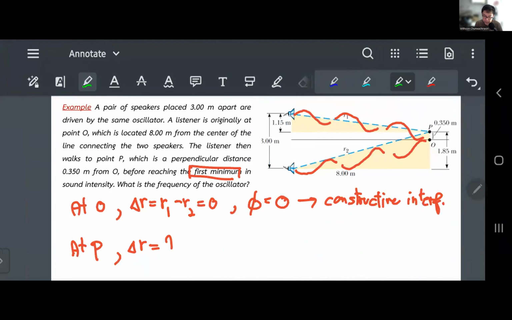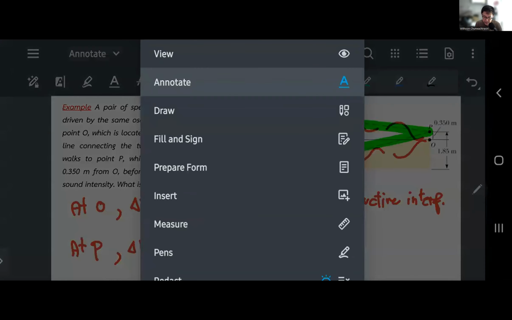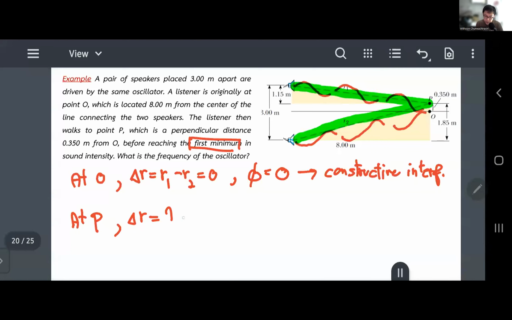So what you actually need to do is calculate the R1 here and the R2 right there. That's all you need to do. Just calculate two distances and take the difference. Once you have that difference, you are done. All right, so let's try that. Let me get rid of this. Okay, let me rewrite this one more time.